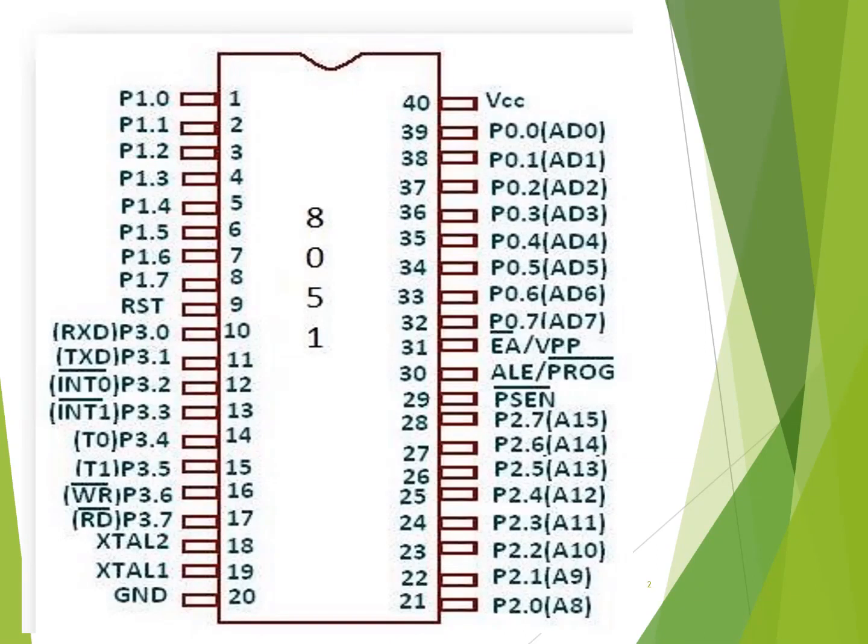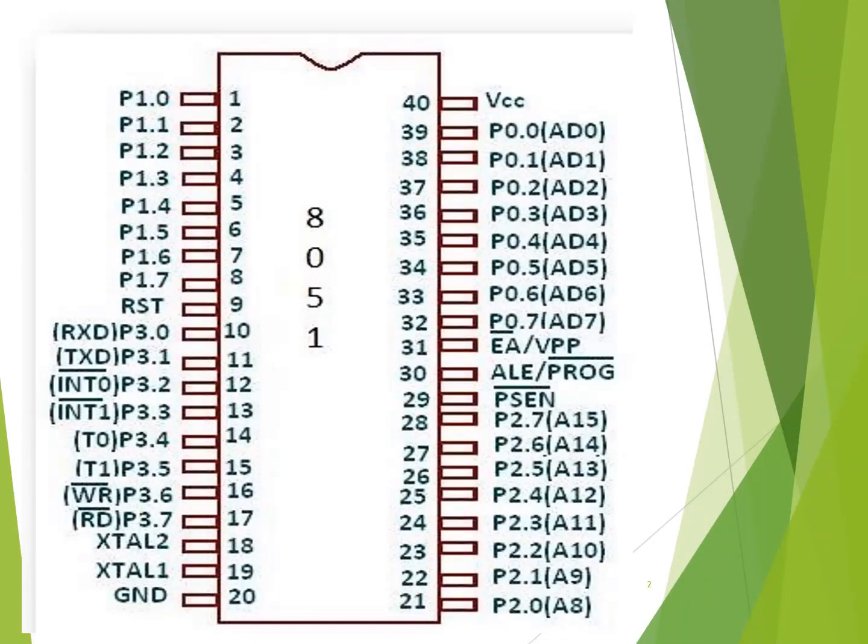Pin 1 to pin number 8 correspond to port 1, from port 1.0 to port 1.7. These are 8-bit bidirectional input-output pins. Each pin is bit addressable. Port 1 is the only port that doesn't have any alternate function.